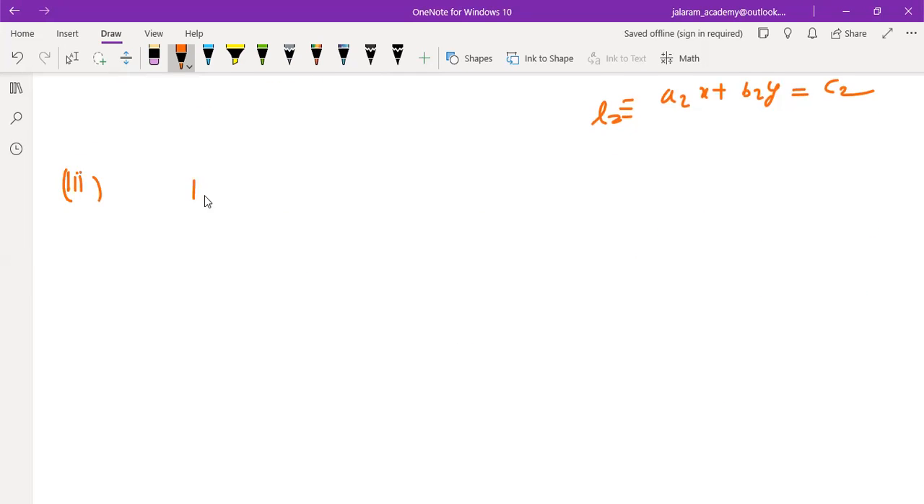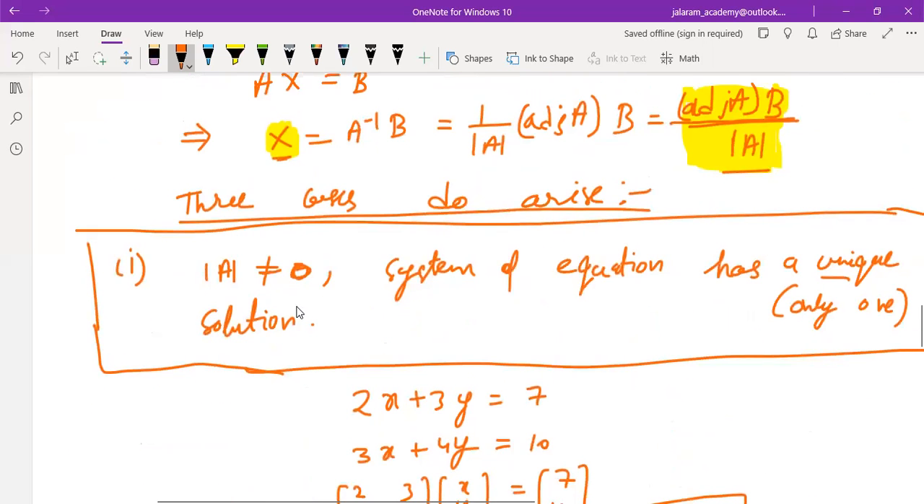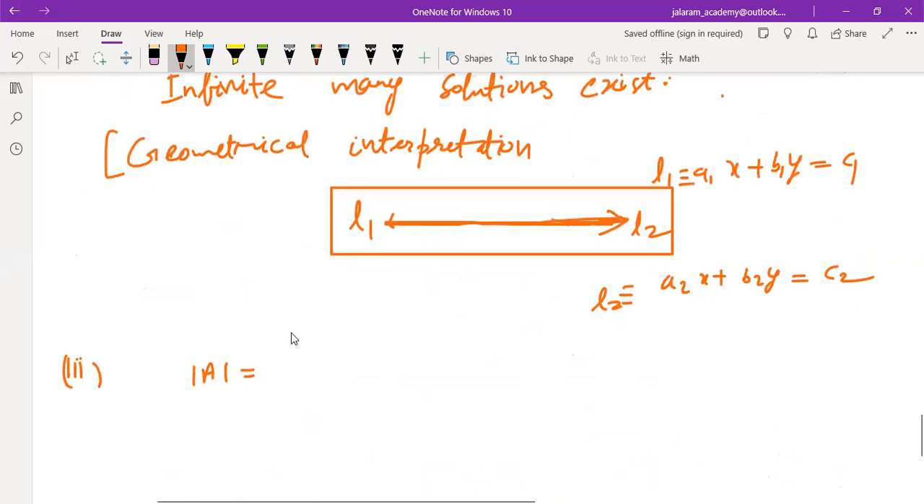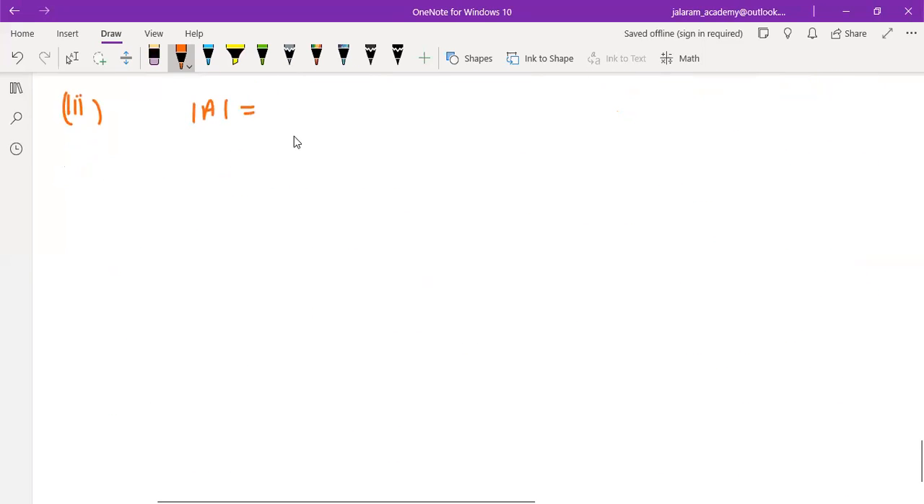In the third case, first we have discussed that if the determinant of A is non-zero, in that case the system of equations has a unique solution. The second case: the determinant of A is 0, but adjoint of A into B is a null matrix. Then it has infinitely many solutions.